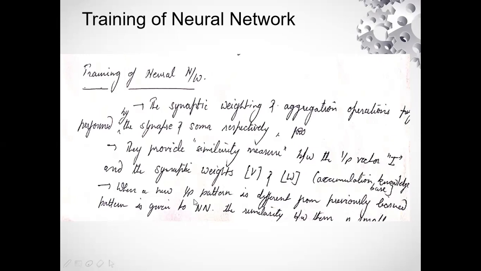सो अगर कोई नया इनपुट दिया जाता है किसी नेटवर्क को जिस पे ट्रेनिंग प्रोवाइड नहीं की गई, that particular similarity between the accumulative knowledge base and the input vector is small, it is not large. The difference is large, but the similarity is small.